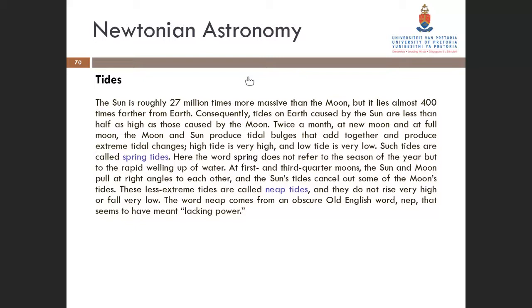At first and third quarter moons, the sun and moon pull at right angles to each other, and the sun tides cancel out some of the moon's tides. These less extreme tides are called neap tides, and they do not rise very high or fall very low. The word neap comes from an obscure Old English word, nept, meaning lacking power.